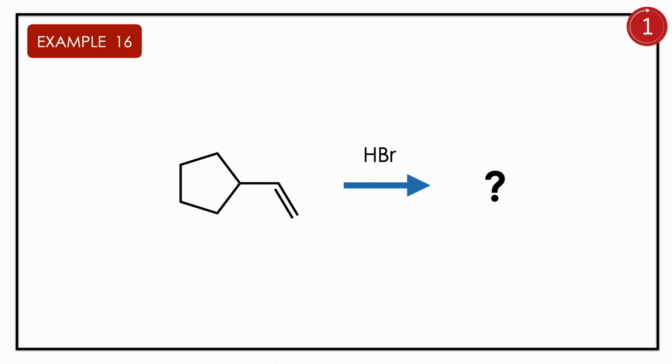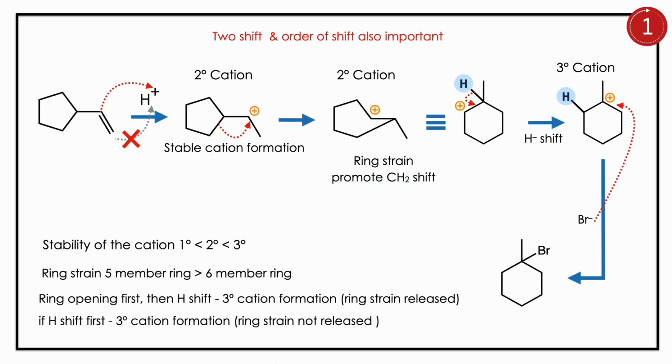Then example 16: you have cyclopentane with an alkene side chain, reacting with hydrogen bromide. You should find the final product. Here you have an alkene reacting with acid. It can attack either way in the alkene because it's an electrophilic addition, like the Markovnikov rule, where the stable cation always forms. So the attack happens at the terminal carbon, and you have the cation at the second carbon.